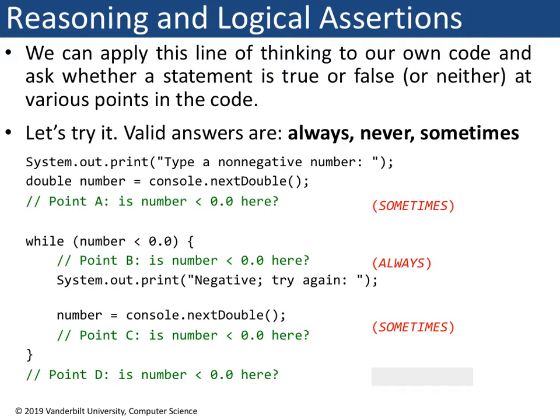What about point D? At point D, is number less than 0.0? How could we get to point D? To get to point D, we have to go through this while loop. To exit the while loop, this test has to be false. The test is number is less than 0.0. If that's false, then at point D, number is less than 0.0 is never true. So this would be never.